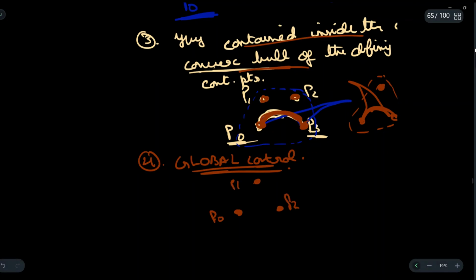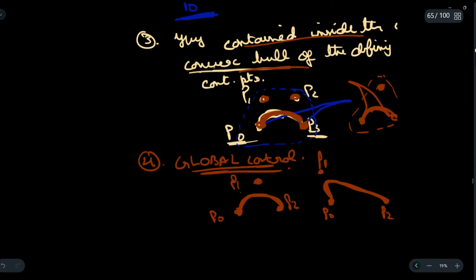So these are points P0, P1, P2, and now we will draw the Bezier curve from P0 to P2. Now if I change the position of P1, let me take P1 over here, so now P1 is over here, P0 is here and P2 is here. Now our Bezier curve will look something like this. Its shape will be altered by the movement of any point.